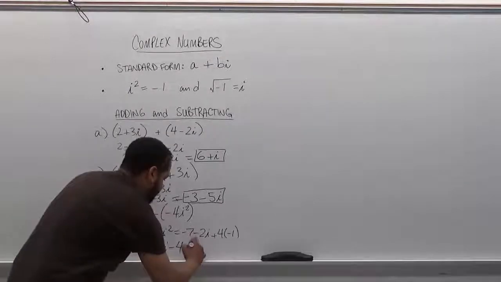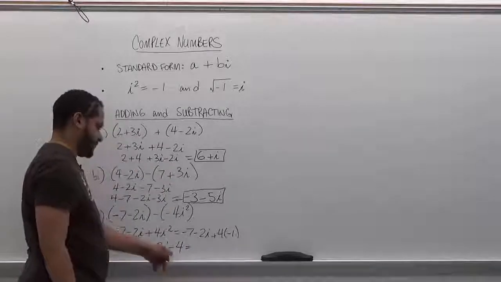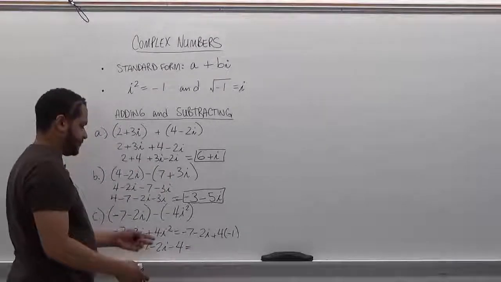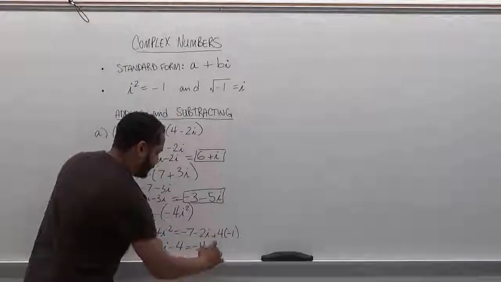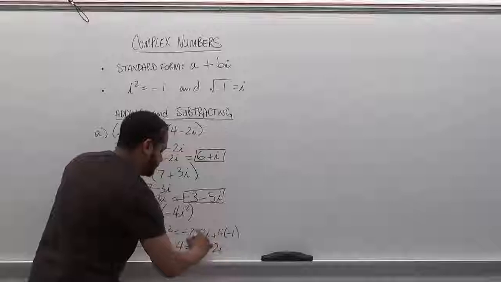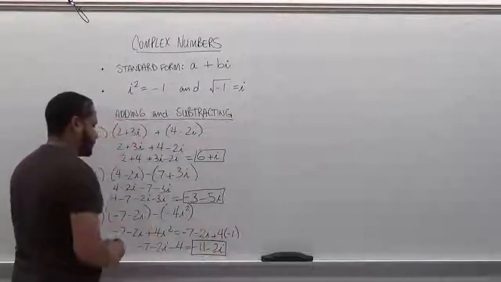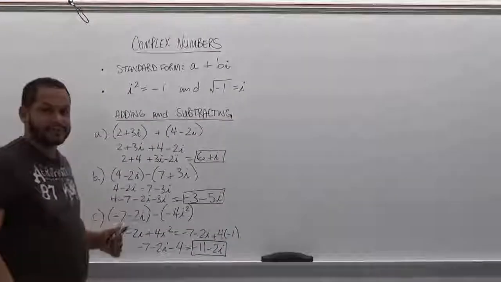These two terms are going to come together. -7, -4, same sign. We combine the numbers. 7 and 4 make 11. We keep the sign of the two numbers because they're the same. -11 minus 2i. That concludes our addition and subtraction component. Thank you.